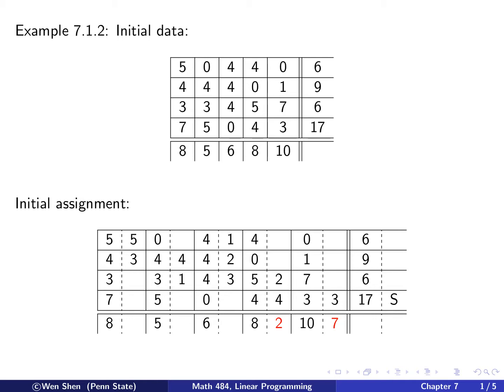And now we go to the fourth row. So as we said, for these three, the demand's already met. So we can start from here.